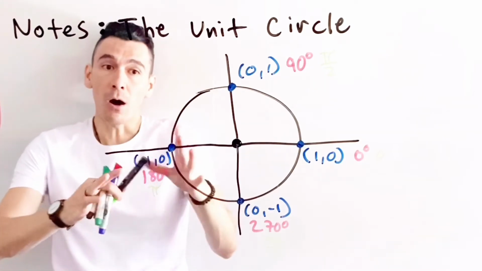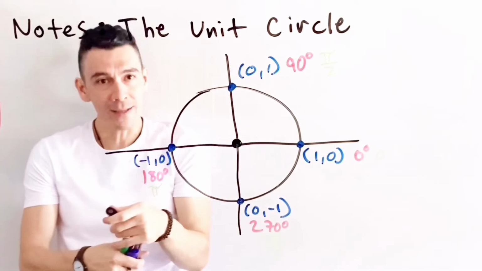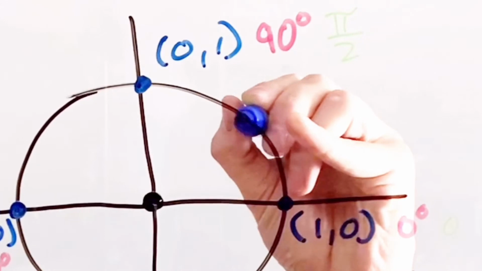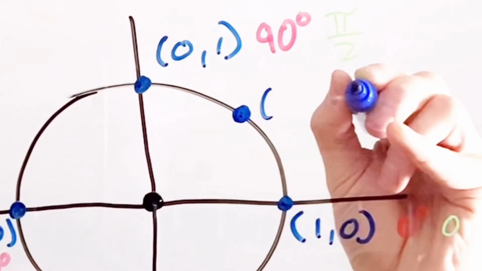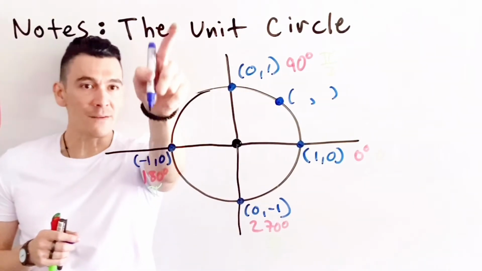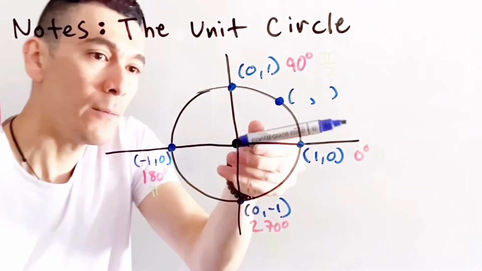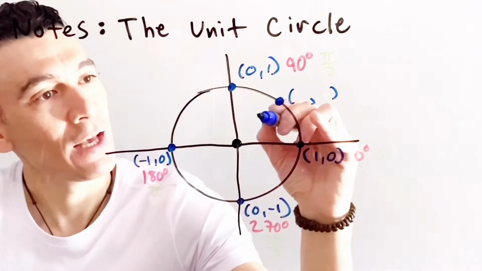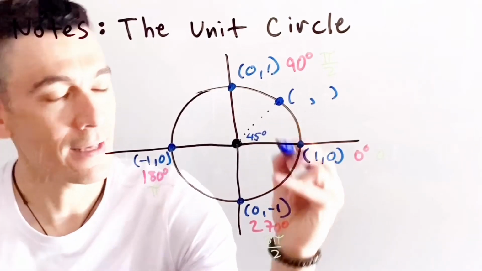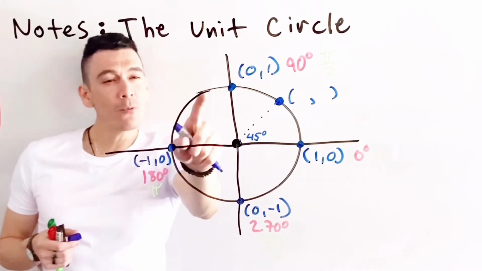However, are there other points that we are interested in? The answer, of course, is yes. For instance, what about this point right here? What about this one here? I want to know the coordinates of that point right there. Now let's just assume that it's halfway between 0 and 90. So of course, halfway between 0 and 90 implies that that is 45 degrees. So we know that that's 45 degrees, but gosh darn it, I want the coordinates.